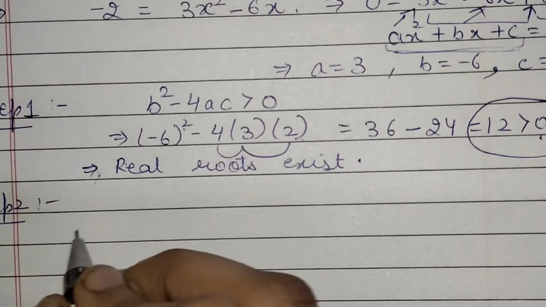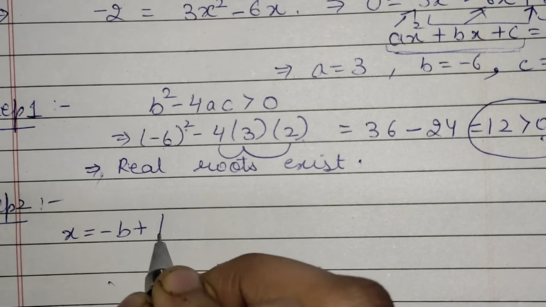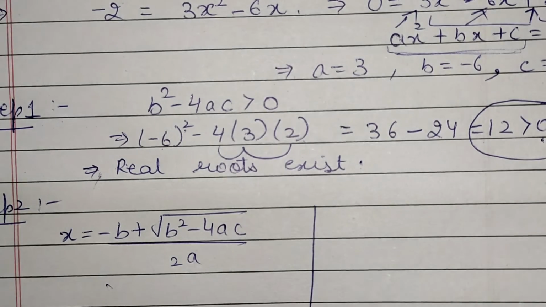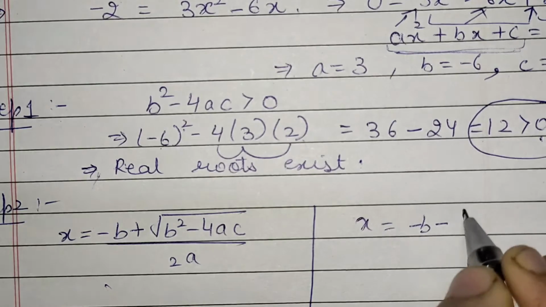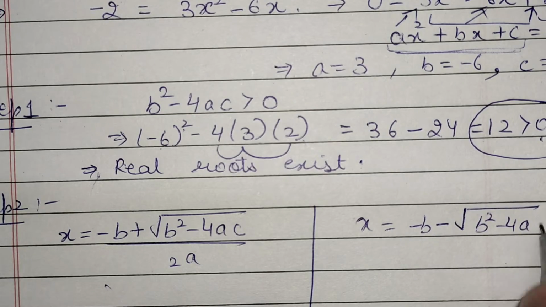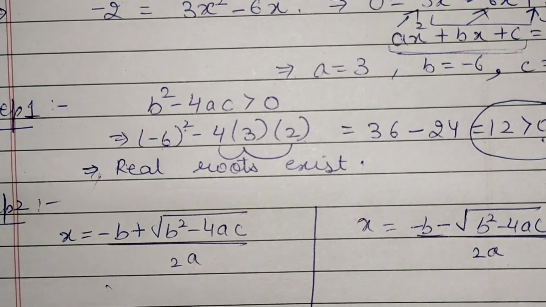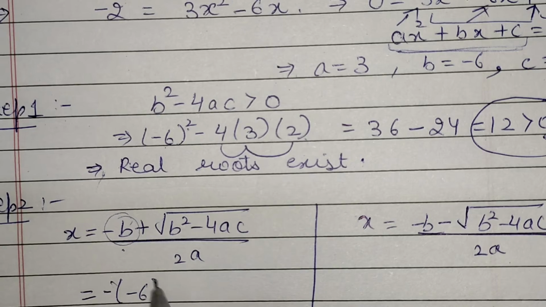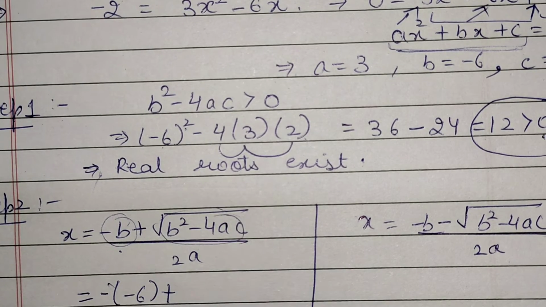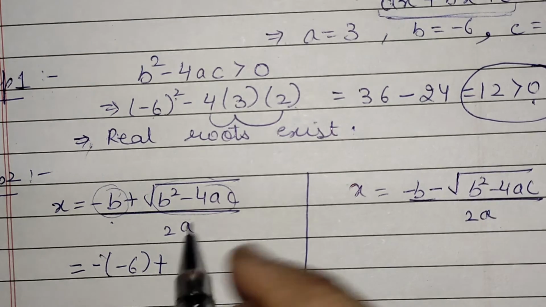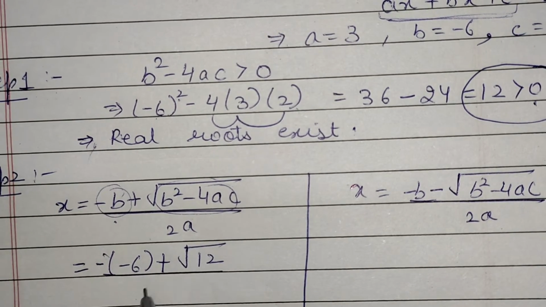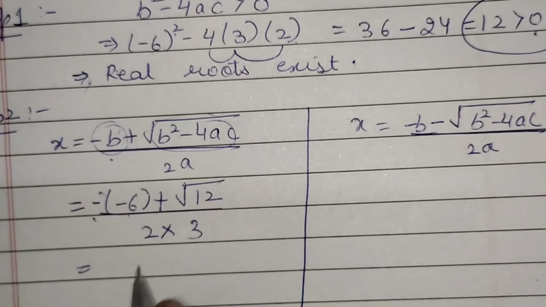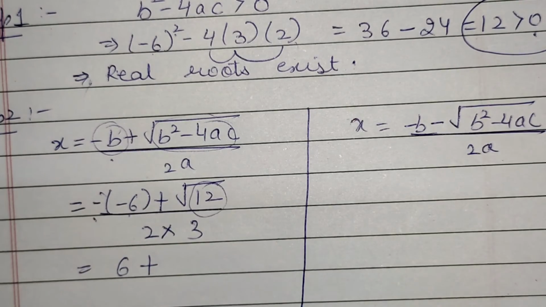Okay, now solve, use the same formula. x is equal to minus b plus under root of b square minus 4ac divided by 2a, and x is equal to minus b minus under root of b square minus 4ac divided by 2a. Which will give me minus b is what? Minus of -6, plus under root of b square minus 4ac, which is giving me 12, divided by 2a. a is what? a is 3. So minus and minus will give me +6 plus under root of 12.